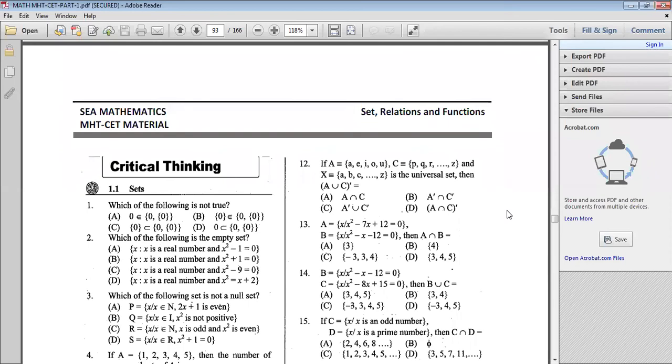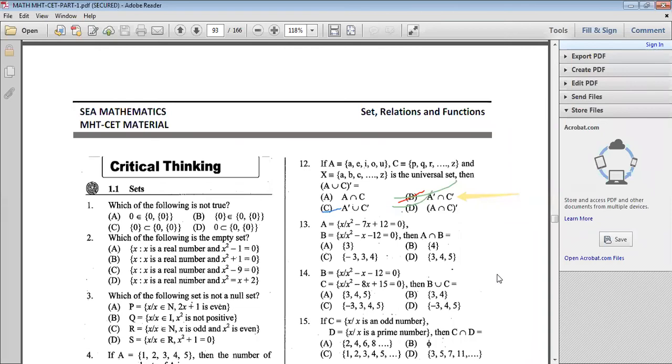A union C whole dash, how can we apply it? A dash intersection C dash. There is a B C option, dash intersection C dash. B option is correct. Someone are keeping C, someone are keeping D. B is correct.